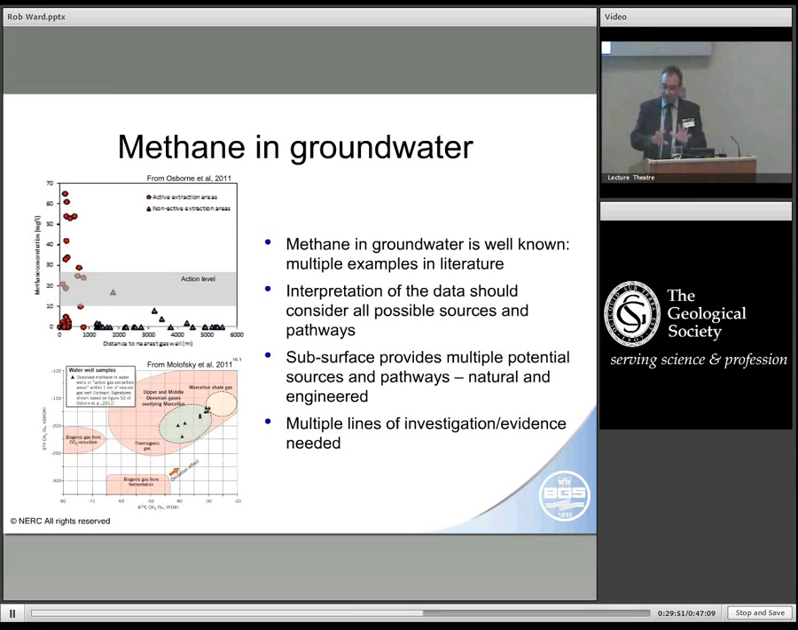So unless we very carefully look at the range of possible sources and the pathways, it's very easy to misunderstand and misinterpret the data. And therefore, it's very important that we look at multiple lines of investigation and evidence to make a decision. And the subsurface provides multiple sources of methane and other contaminants and pathways, both natural and engineered.